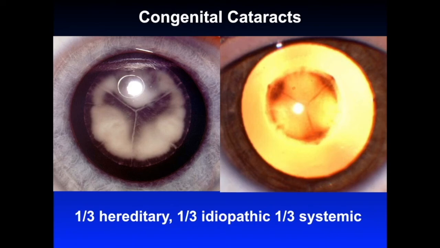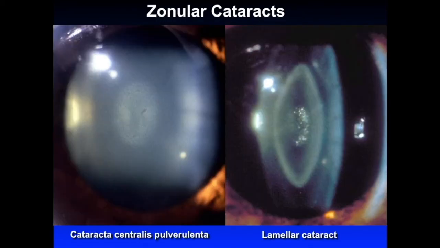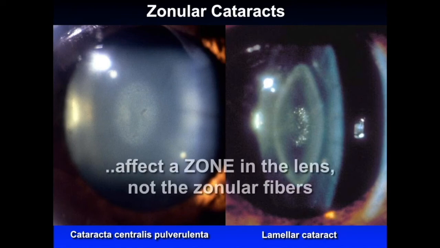These 2 congenital cataracts show very nicely the Y sutures in the lens that delimit the embryonic nucleus of the lens. The term zonular cataract refers to a zone of opacification in the lens, not the zonular fibers. The cataract at the left is a dust-like opacification of the embryonic nucleus, so-called cataracta centralis pulverulenta. On the right is a lamellar cataract. So we have zones of opacification.